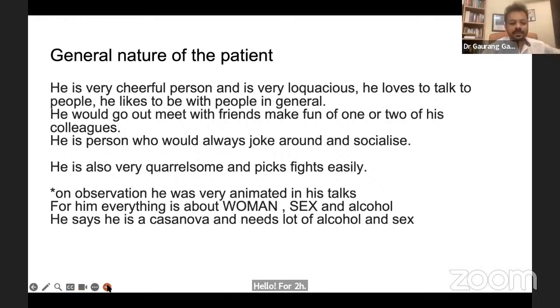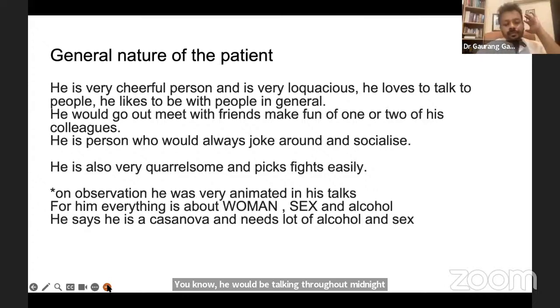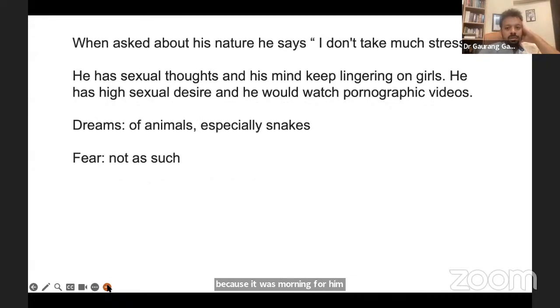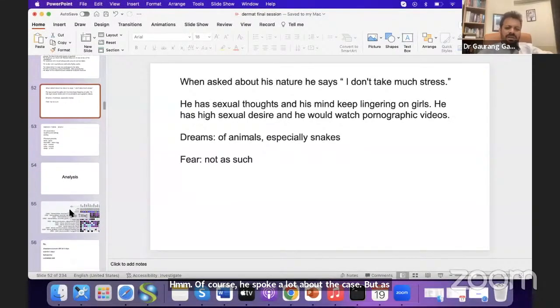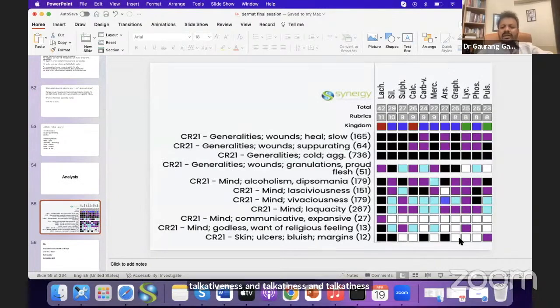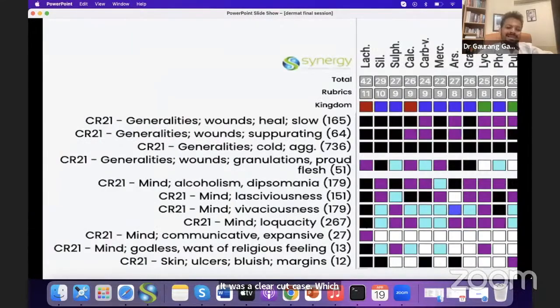By the end of 2 hours, I clearly knew that this is a person whose main thing is he just doesn't stop. He talks and talks and talks. If I wouldn't have stopped him at 12 o'clock, he would have been talking throughout, because it was morning for him. This was the case. Of course, he spoke a lot about the case. But so much talkativeness, as you already know now, was a clear-cut case of Lachesis. Only a Lachesis personality can talk so much.